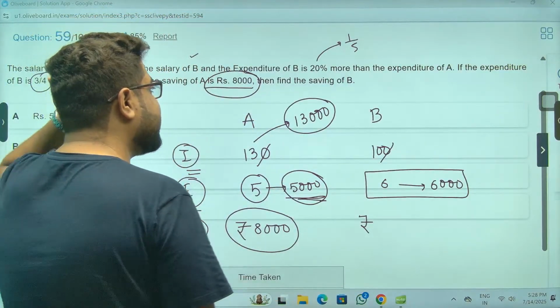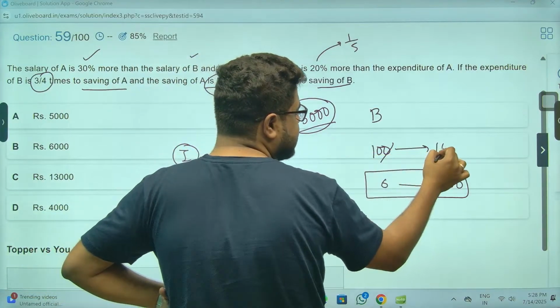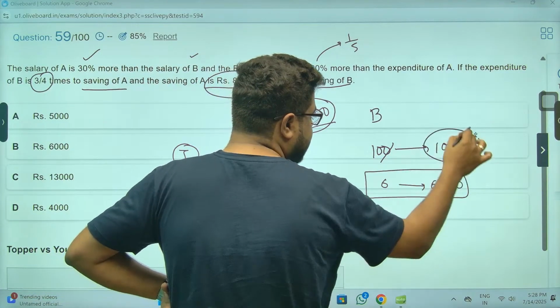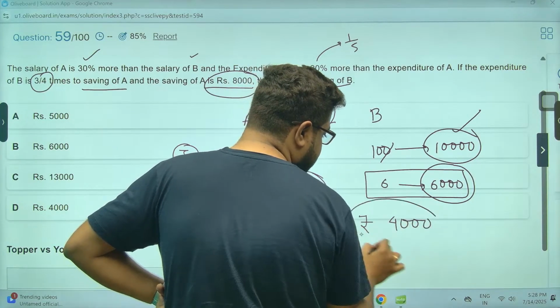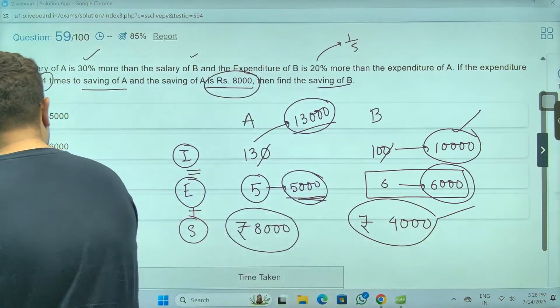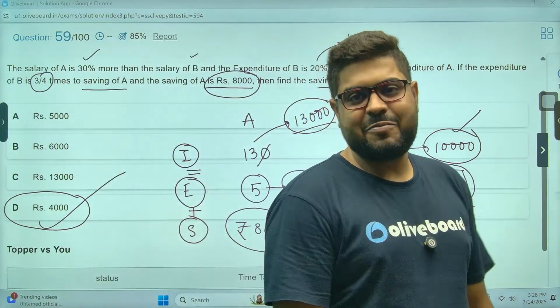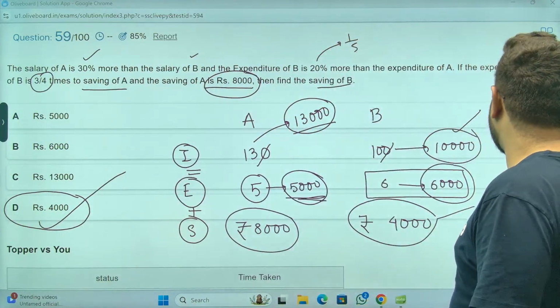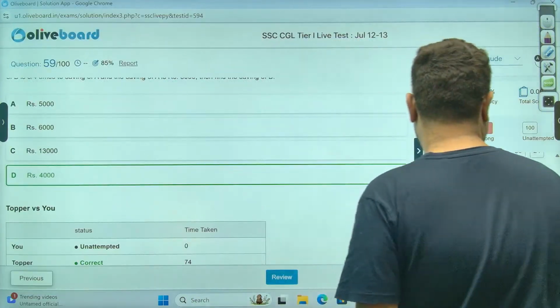They are asking for the savings of B. If 13 parts is 13,000, then this will be 10,000. So 10,000 income, 6,000 expenditure, savings 4,000 rupees. Finished. Option D is the answer. Now for the first time they have actually shifted to option D.